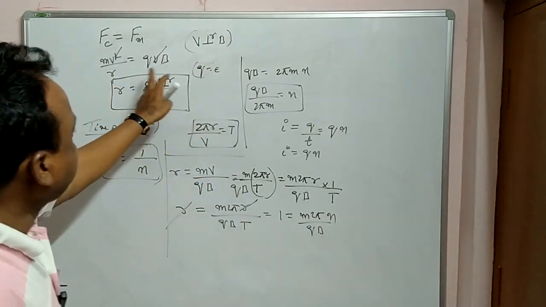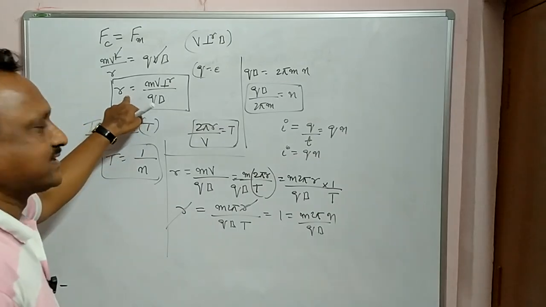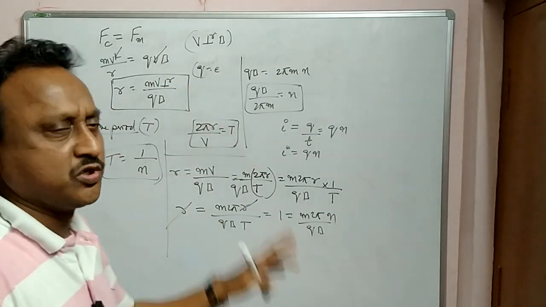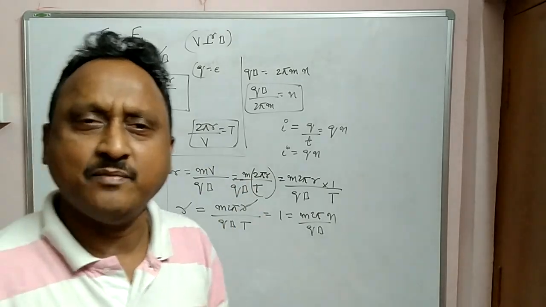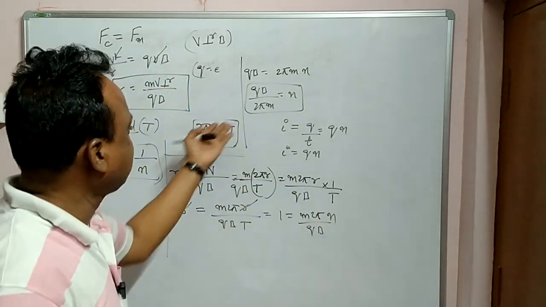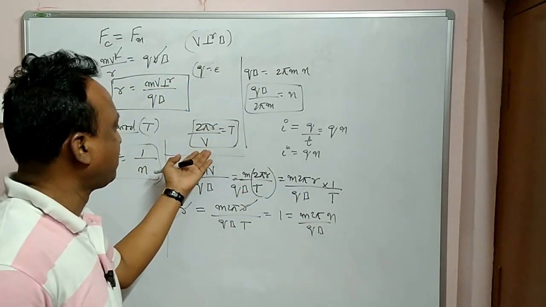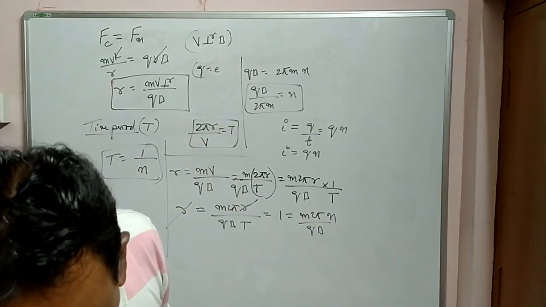Okay? But please don't remember all this. Remember this formula: radius is m v perpendicular by qB, the relation between time period and frequency, and distance by velocity or speed: the magnitude of velocity is equal to distance by time period.